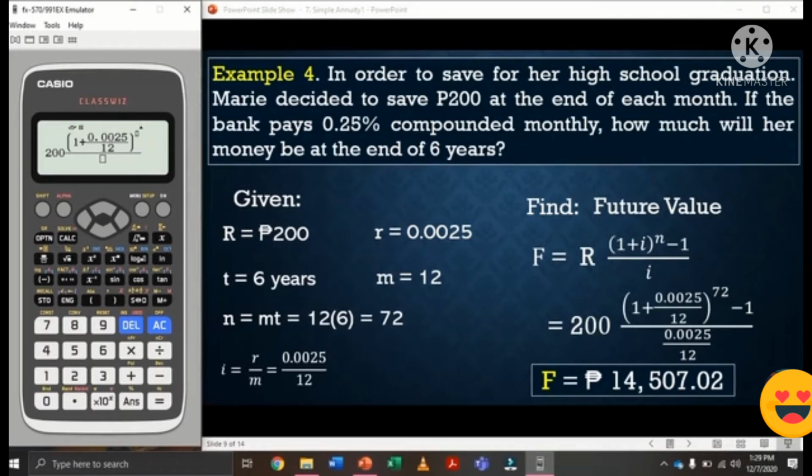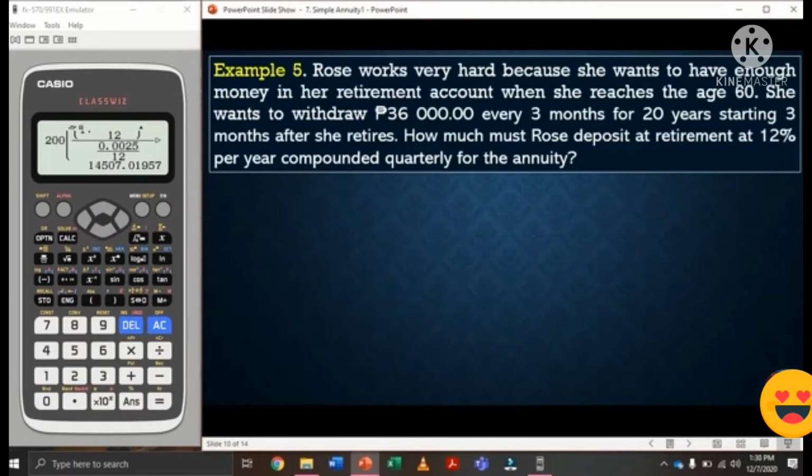Yung fraction bar, pang exponent pala, 72 minus 1. And then dito, lagyan natin another fraction, that is 0.0025 over 12. And then, unit lang ilang equals. So, the answer is 14,507.02. So, niround off na natin yung pangalang decimal kasi yung kasunod niya is 9. Alright, so proceed tayo sa next example.